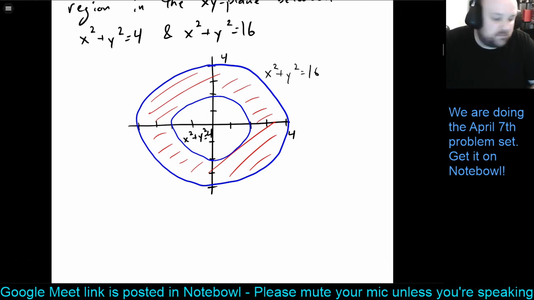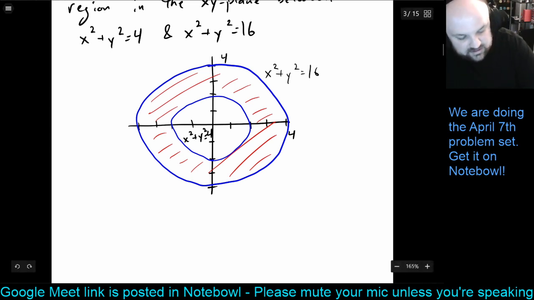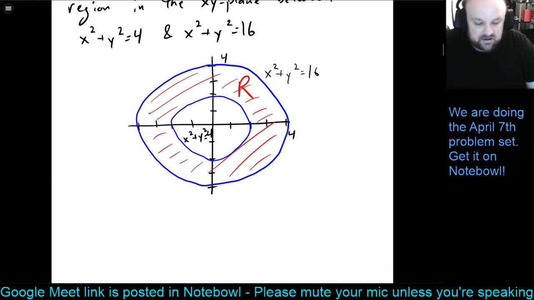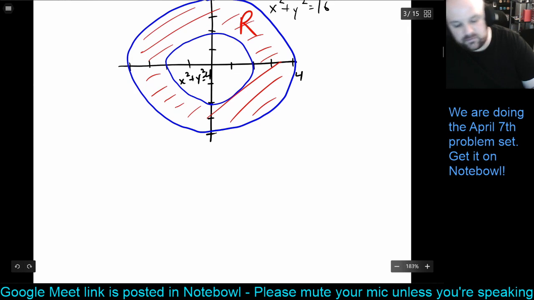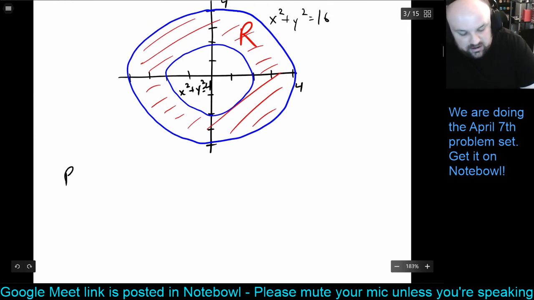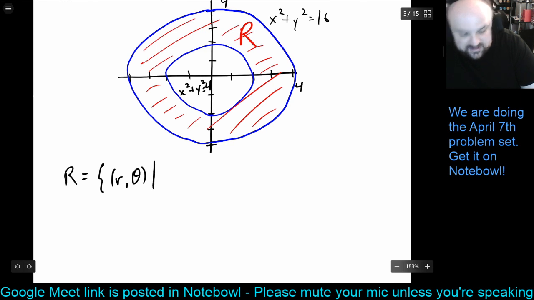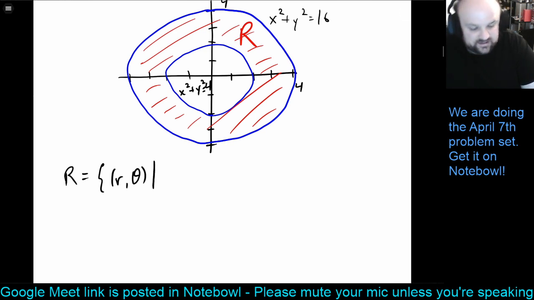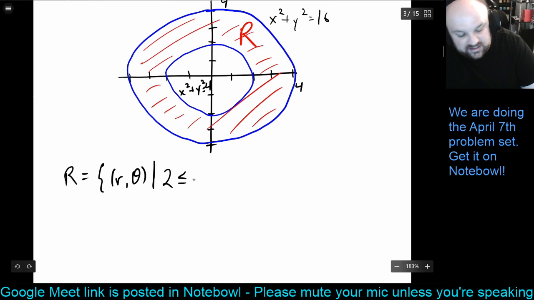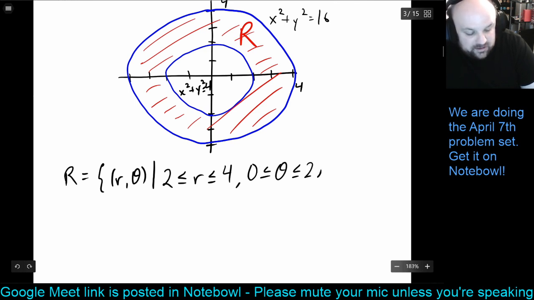Right? So remember how to describe an annulus. Let's call this R. In this case, since we have the whole thing, we're just going to directly write this down in terms of r and theta, because polar coordinates will be the best thing for this. Here, the inner radius is 2, so that's as small as it gets. The outer radius is 4. And since we go all the way around, we have our usual theta between 0 and 2 pi.